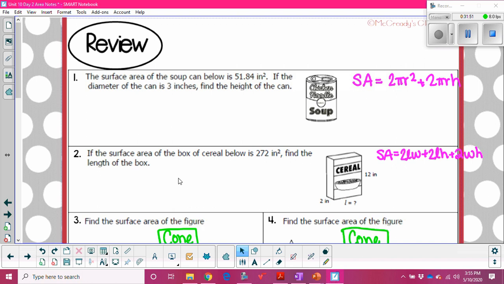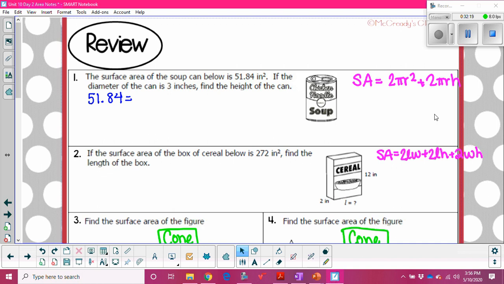Okay, so you have the surface area of a can of soup is what you're trying to find. Well, this shape is a cylinder, so your formula for a cylinder is 2 pi r squared plus 2 pi r h. Okay, so looking at this, I'm just going to fill in here. I gave you the surface area, so I'm going to fill in that. So it's 51.84. We're trying to find the height, so h is what we're going to solve for.